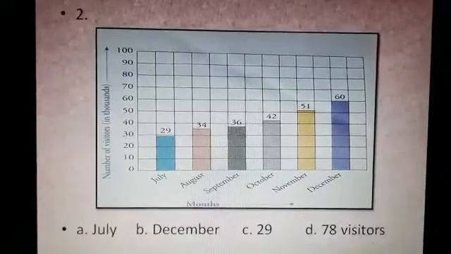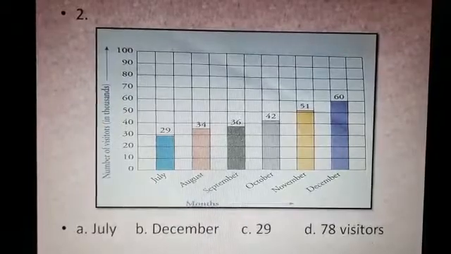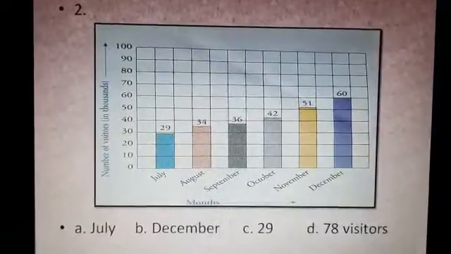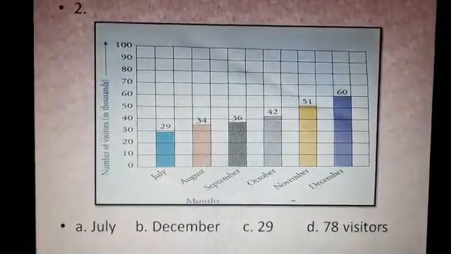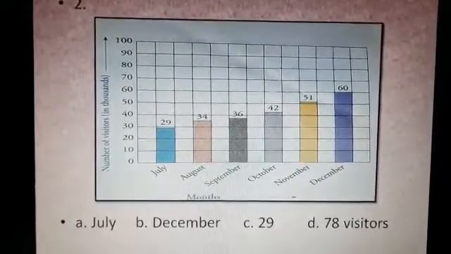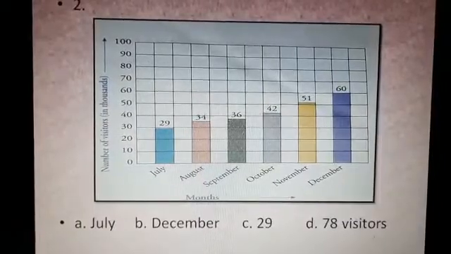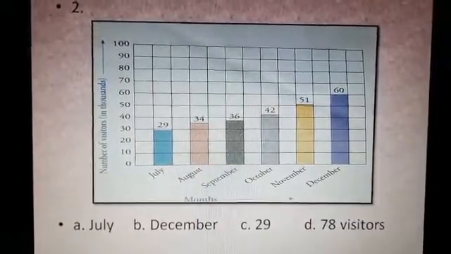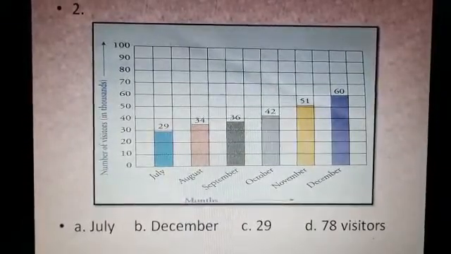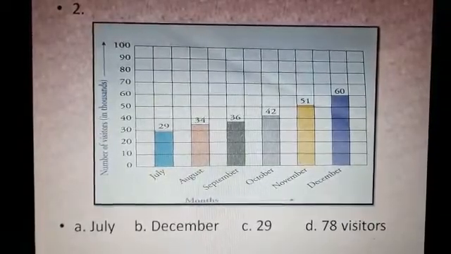B bit, in which month was the number of visitors the highest? You can make out the longest bar in it. It is in the month of December. C bit, how many visitors visited in July? It is 29. So answer is 29. D bit, how many visitors visited in the months of September and October? Already the values are there for September and October. There are 36 visitors in the month of September and 42 visitors in the month of October. So total it comes to 78 visitors.